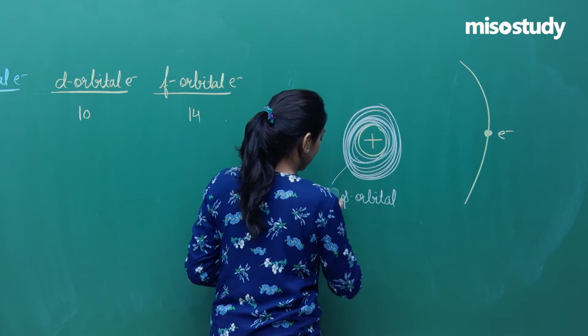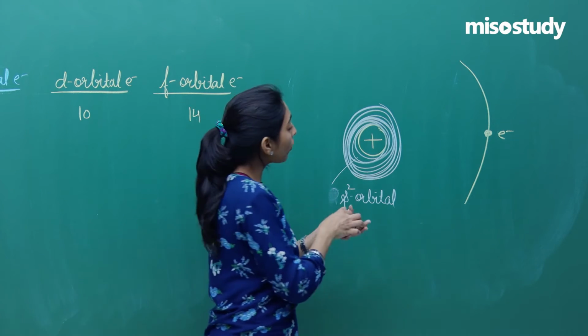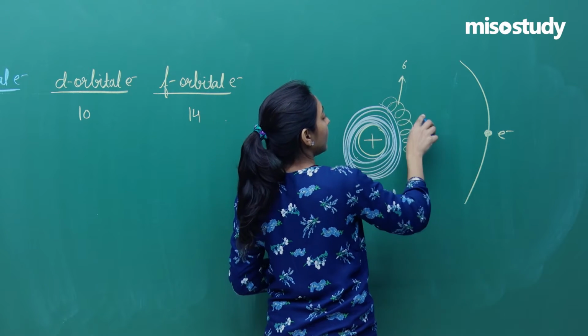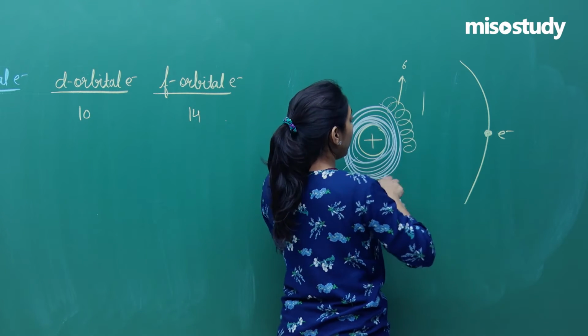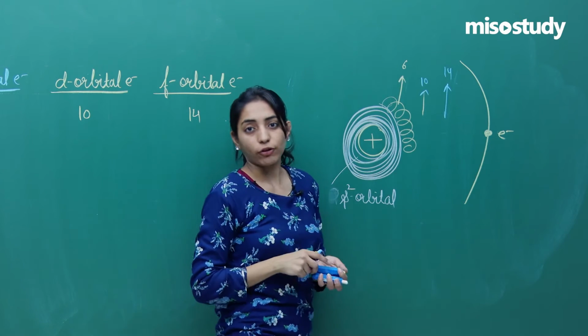Right? Not like this, but s is having 2 electrons. This is how we should be writing. Now if I am talking about p, you will say, ma'am, there will be 6, then d will be having 10, and f will be having a total of 14 electrons, right?